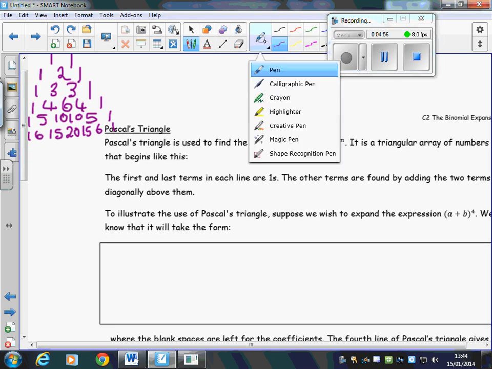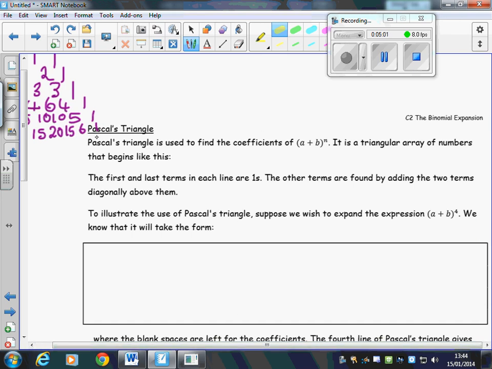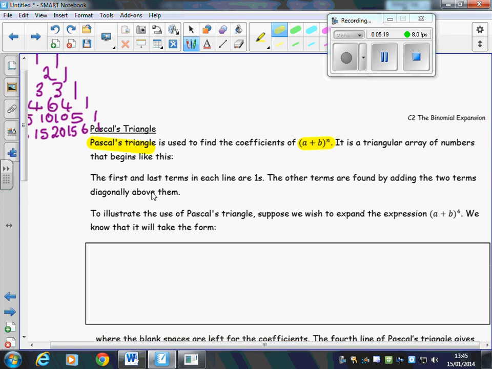So Pascal's triangle is used to find the coefficients for a plus b to the power of n. And it is a triangular array, as we can see here. The first and last terms in each row are ones. And the other numbers are found by adding together the two terms diagonally above them.